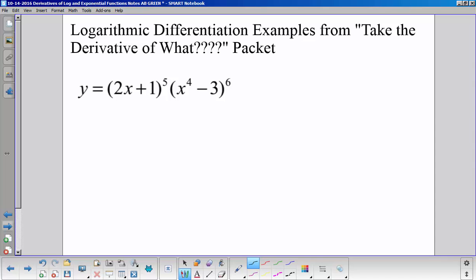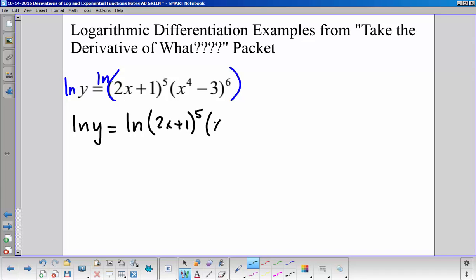Now, this we could do with the product rule. It would be a little bit messy because you have power combined with chain rule for each derivative. But let's use logarithmic differentiation and take the log of both sides first. So this is going to be ln of this and ln of this. So that means we're going to have ln y equals the natural log of (2x plus 1) to the 5th times (x to the 4th minus 3) raised to the 6th.